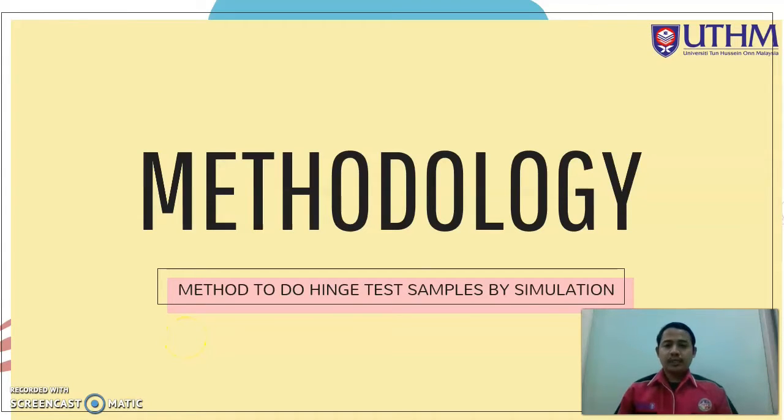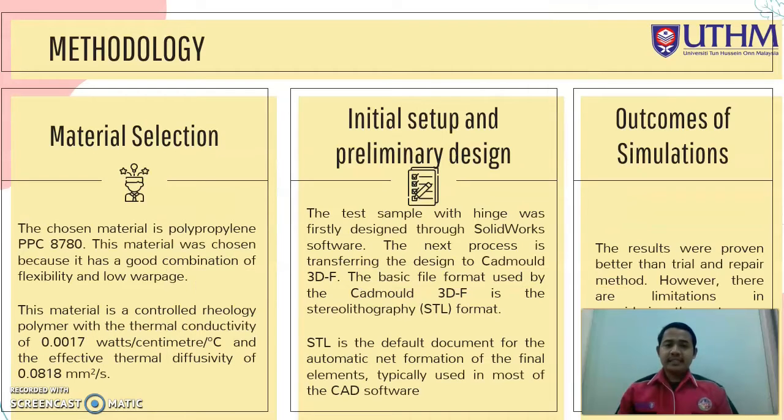Okay, I would like to share about the methodology of this assignment. This is the method that has been used to make hinge test samples based on the past paper. In this paper, they use three methodologies: first is material selection, second is initial setup and preliminary design, and third is outcome of simulations. Okay, we go one by one.